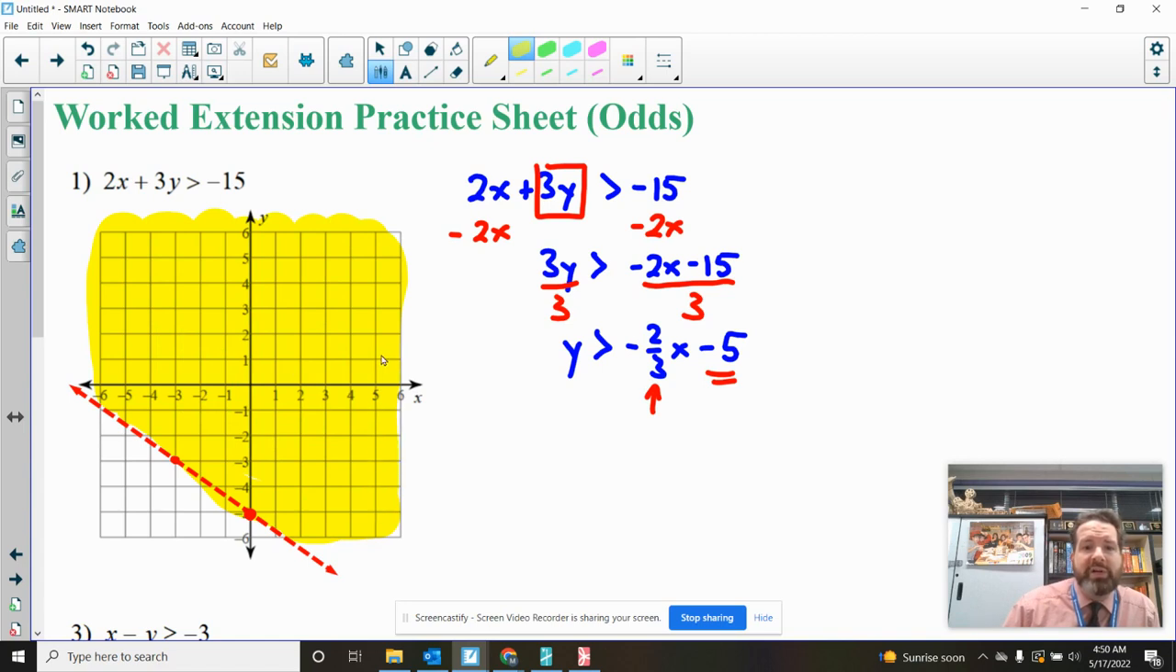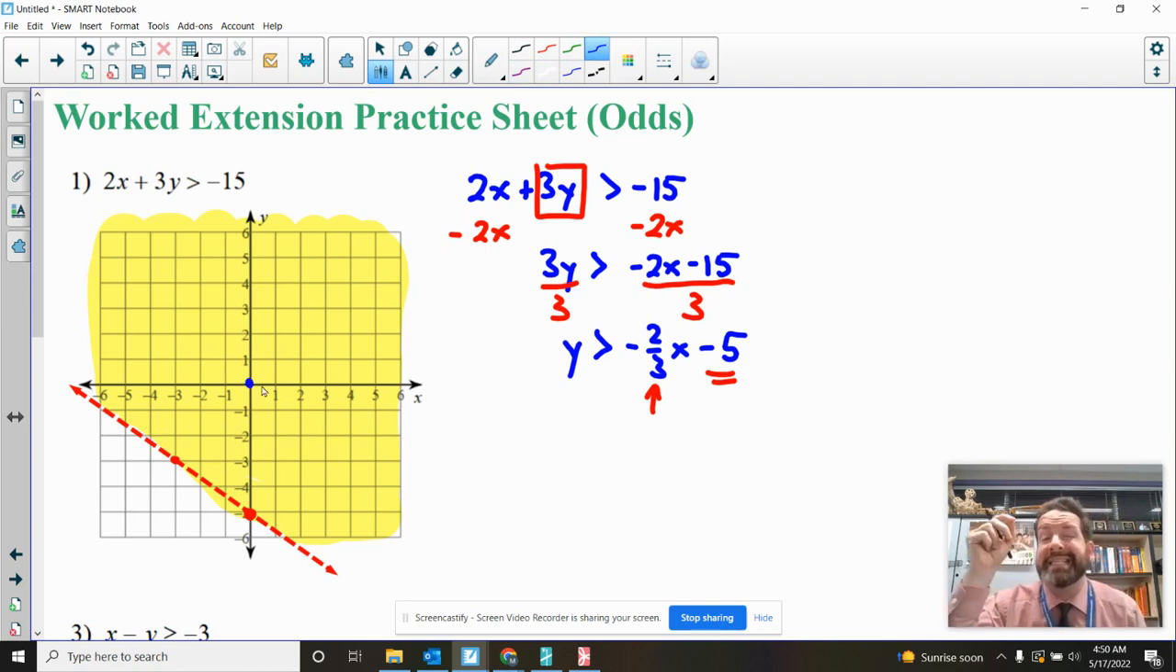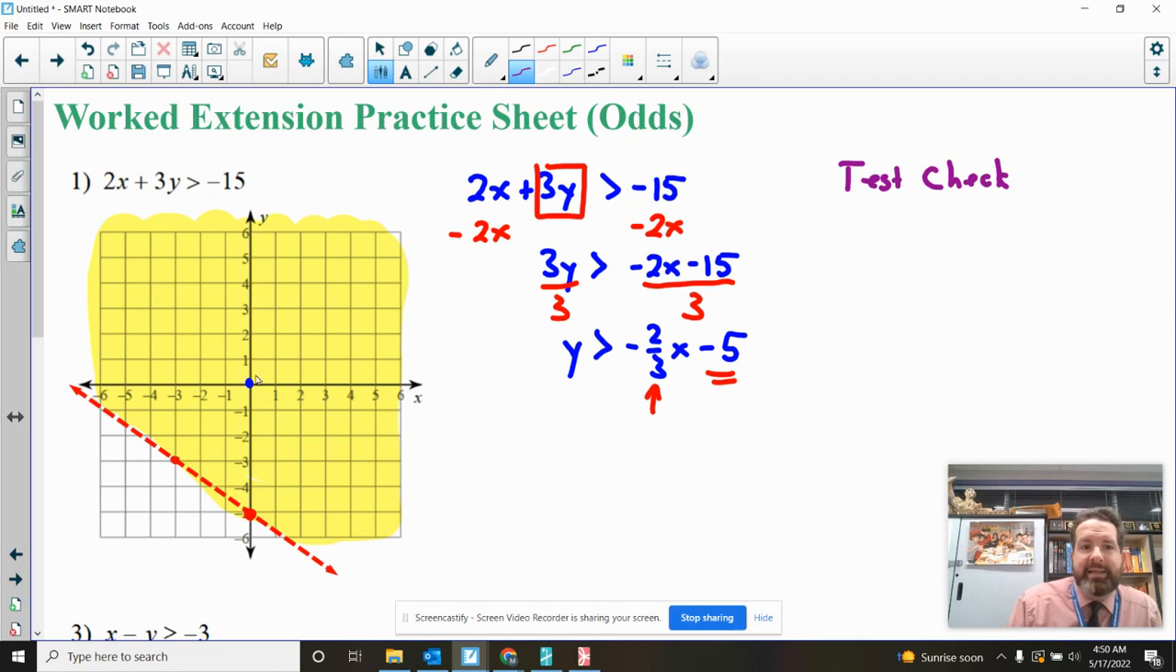However, it is always a good idea to check by picking a test point and making sure you actually do solve the inequality. So I'm going to denote here my test point. I'm going to use 0, 0 because it is the easiest test point to use. And when you are testing, always use your original equation. So this is my test check. I think that 0, 0 is in the solution area, so it should give me a true statement.